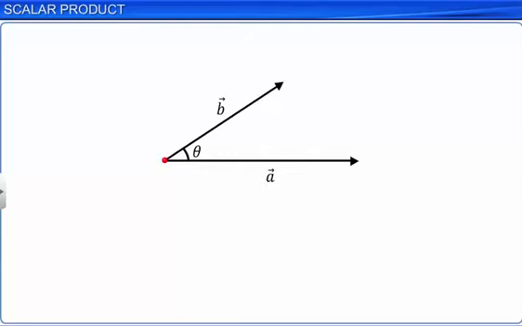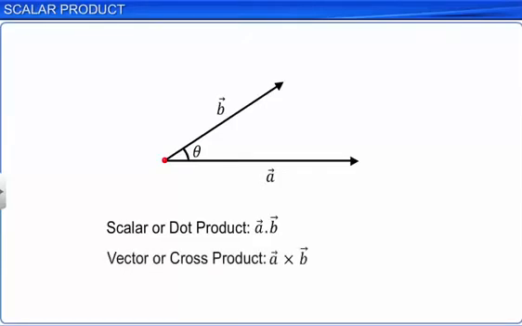Vector multiplication is of two types. One is dot or scalar product, and the other is cross or vector product. The name itself indicates the result. If we use scalar product, the result is a scalar, that is, a real number. If we use vector product, the result is a vector. We will now learn to find the scalar or dot product of two vectors.